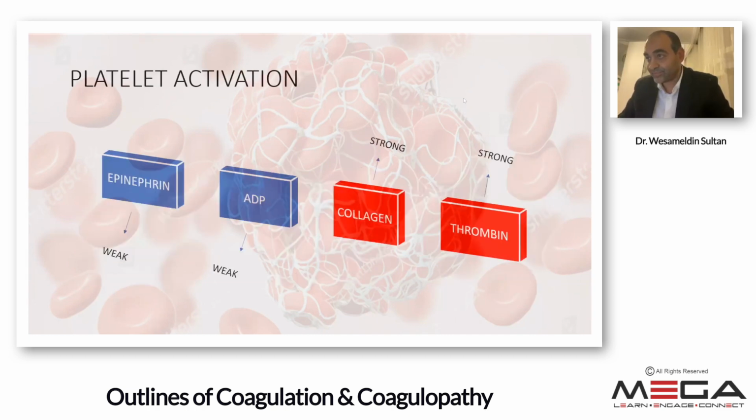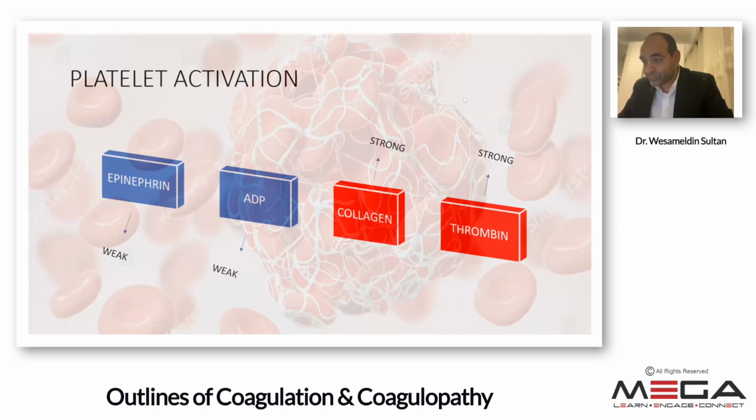What makes the platelet activated? We said before the three natural mechanisms making the platelet inactive form. But once we have injury, the platelets start to be activated by the release of some mediators, like thrombin, collagen, ADP, and epinephrine. ADP, by the way, is the site of action of clopidogrel, one of the antiplatelet drugs.